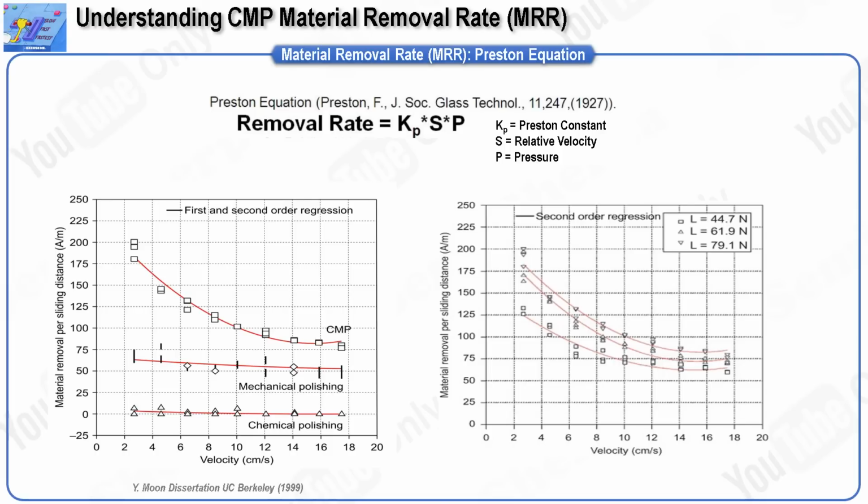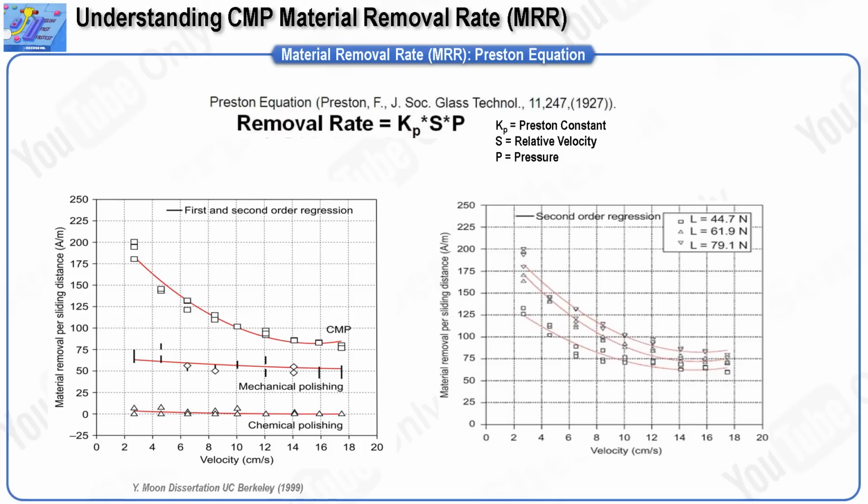CMP involves both mechanical and chemical processes, but pressure and velocity mainly affect mechanical action. Other chemical actions, like those of the pad, slurry abrasive, additives, and friction, are factored into the Preston constant, Kp. Although Kp somewhat accounts for chemical contributions, Preston's equation primarily focuses on mechanical removal without directly considering chemical effects. As seen in the left graph, purely chemical polishing with no abrasive shows almost no effect, while mechanical polishing without chemicals is somewhat more effective. However, CMP with both abrasive and chemicals dramatically boosts removal rates. This highlights the intertwined nature of mechanical and chemical processes during CMP.